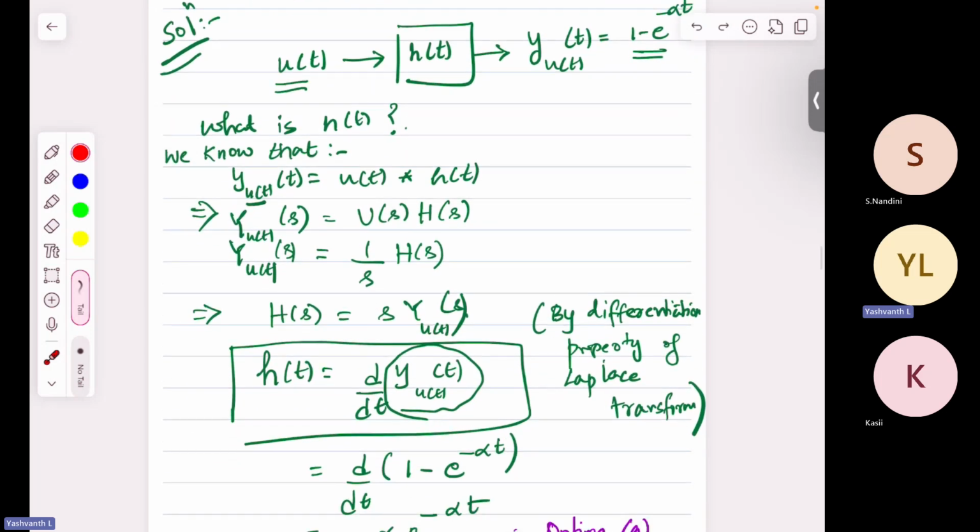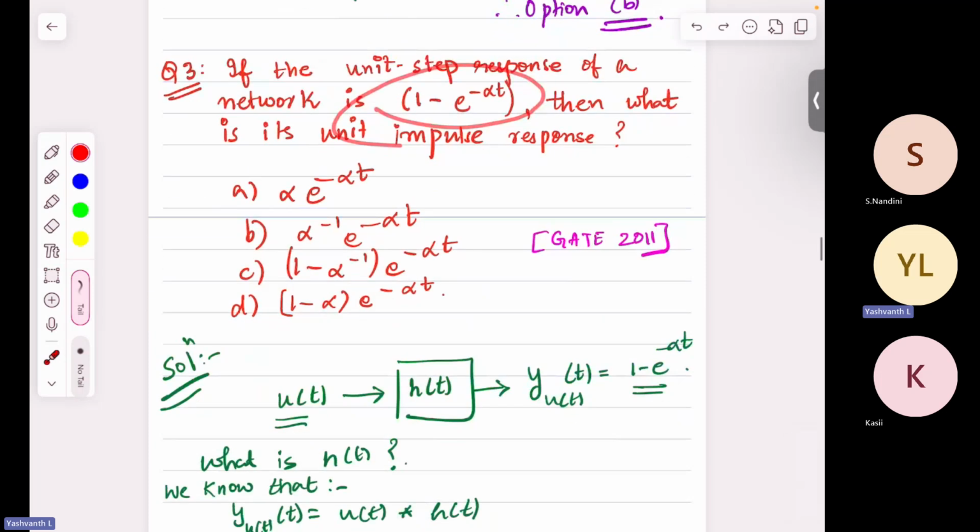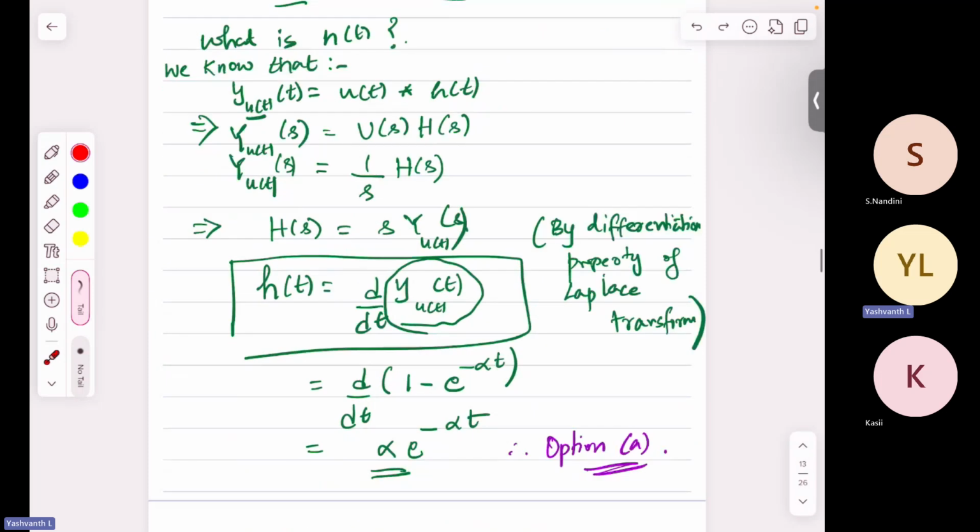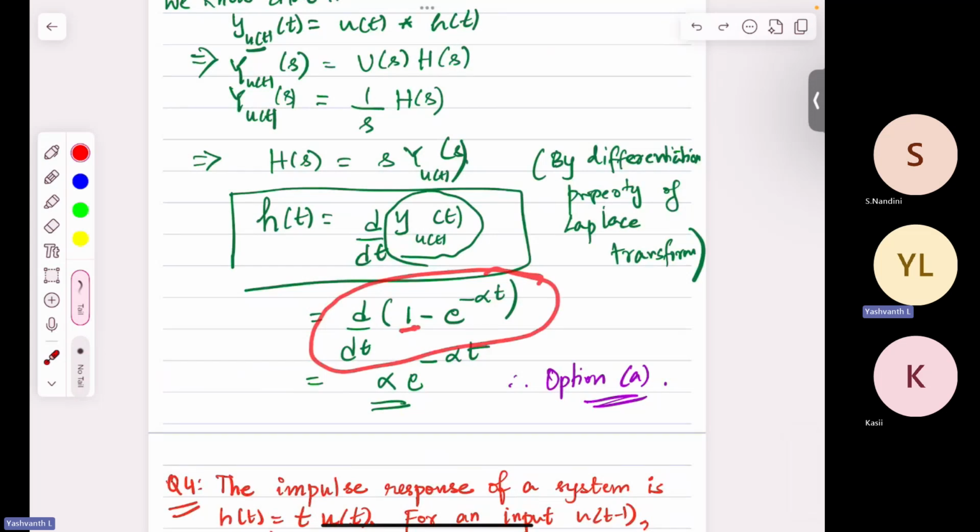Now recall, what does this mean? If the Laplace transform is s times some signal, its inverse Laplace transform should be the derivative of that signal. That is what the differentiation property of the Laplace transform tells. So if H of s is s times Y of s, h of t should be d by dt of y of t. But I know y of t, which is 1 minus e power minus alpha t. So just differentiate 1 minus e power minus alpha t with respect to t. The answer is alpha into e power minus alpha t.